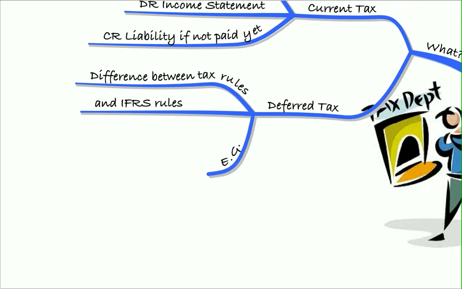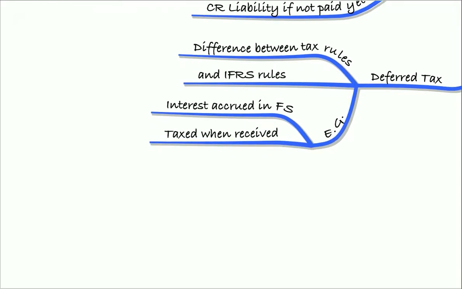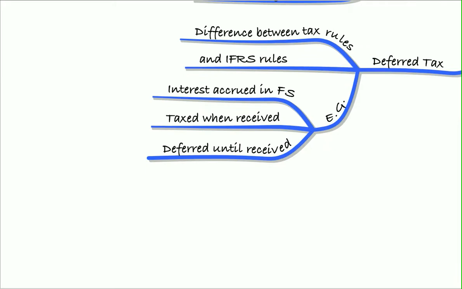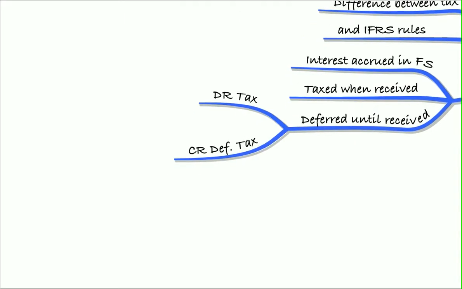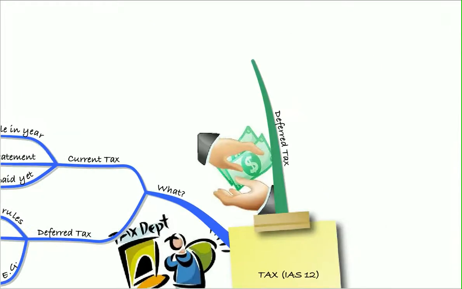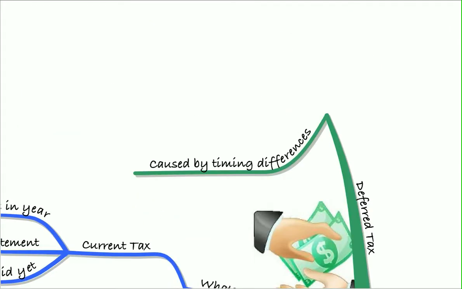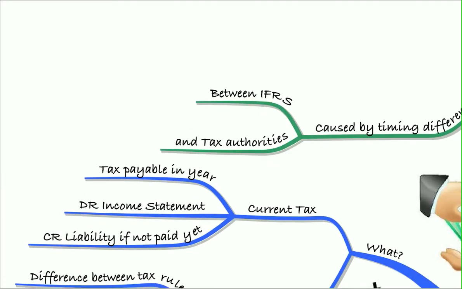For example, if we have interest that's accrued in our financial statements, interest income, and it's not taxed until it's received in our tax rules, well then what we'll do is we will defer that tax until it's received. So we'll debit our tax with extra tax and we'll credit a deferred tax liability. So how do we go about doing this? So looking at it in detail, remember it's caused by timing differences between IFRS and our tax authorities.